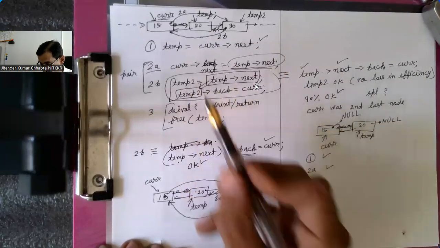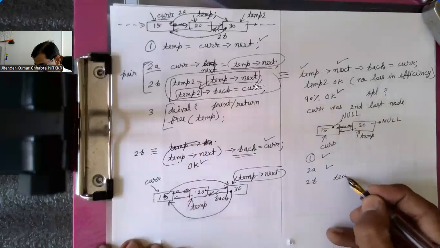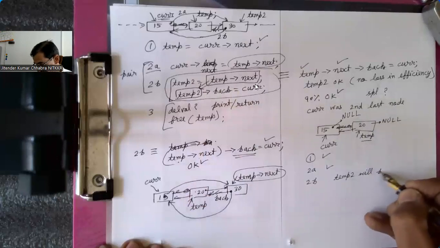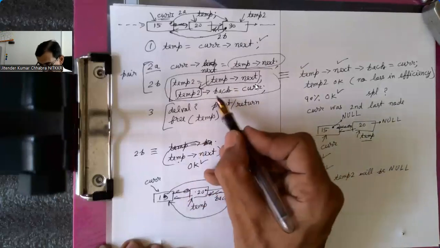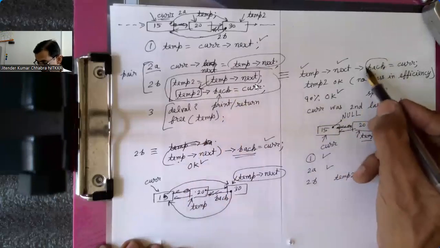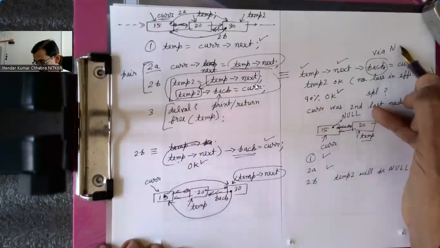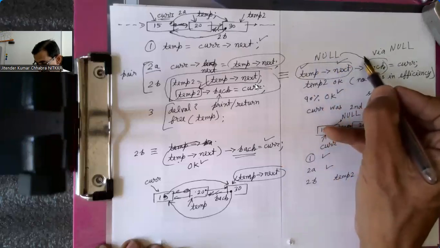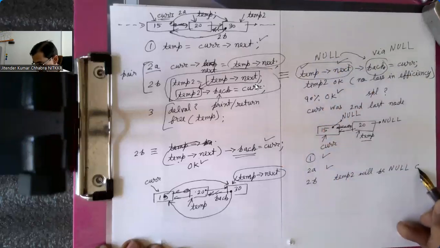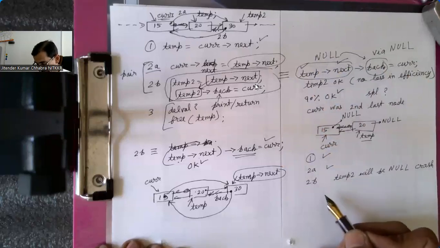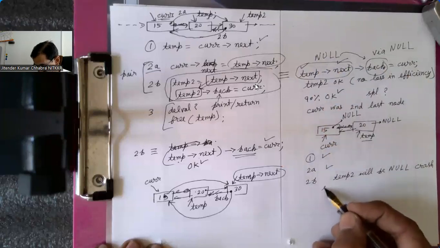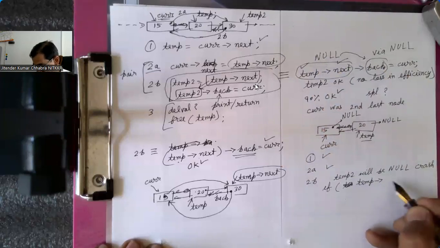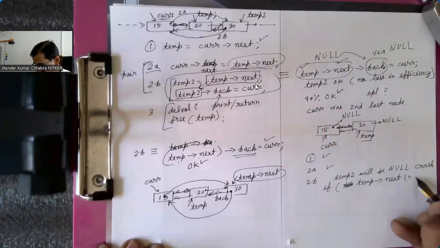2B. Whether you write temp2, effectively temp2 will be null now, because temp2 means temp arrow next. So temp2 will be null. Via null, if you access the back pointer, it will crash. Temp arrow next is null. Via null, if you access this, it will crash. Hence, 2B will be incorrect. So what to do? Write an if: if temp arrow next is not equal to null, only then this statement is to be written.